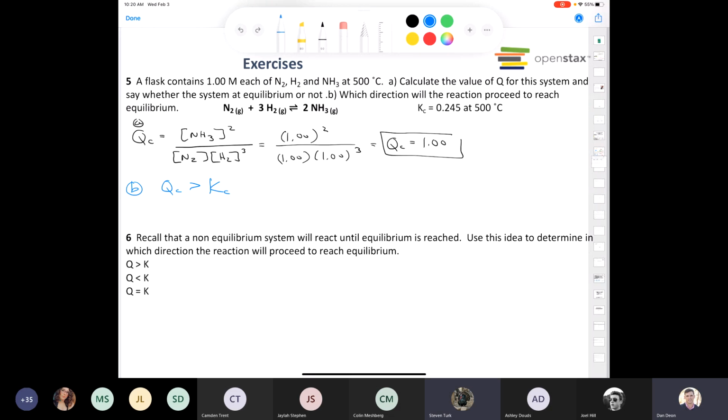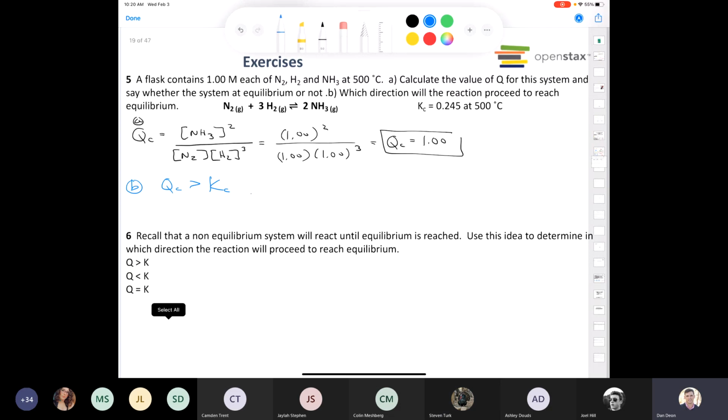Towards the reactants. To the left. It's going to shift towards the reactants, right? Shift to the left, okay? So since QC is greater than KC, we'll say, therefore, shift to the left, or reverse, or somebody unmuted their mic and said reactants. That's fine too, okay? As long as you understand the concept.